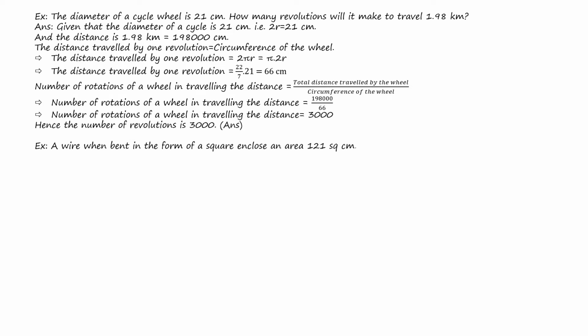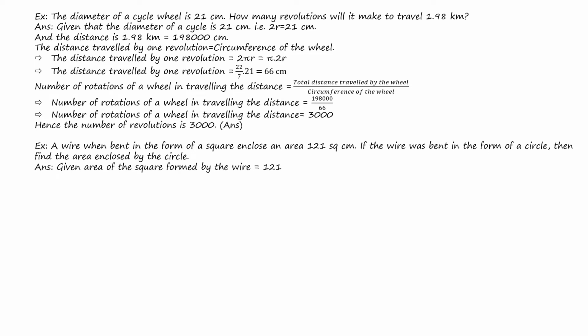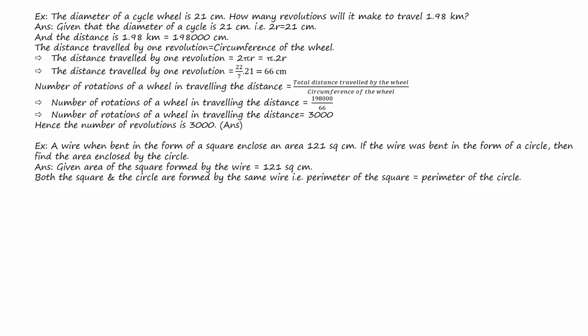A wire, when bent in the form of a square, encloses an area of 121 square centimeter. If the wire was bent in the form of a circle, then find the area enclosed by the circle. So here given the area of the square formed by the wire equals 121 square centimeter. Both square and the circle are formed by the same wire. That means perimeter of the square equals perimeter of the circle.